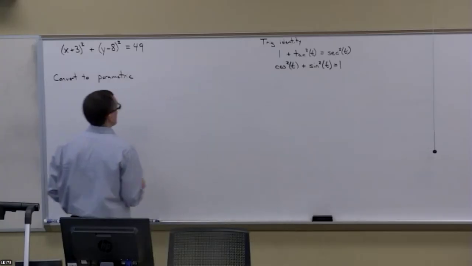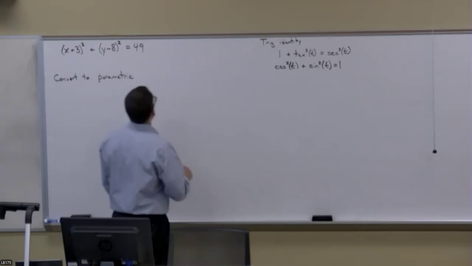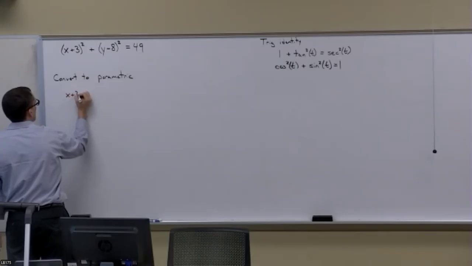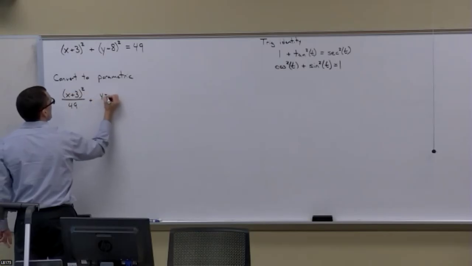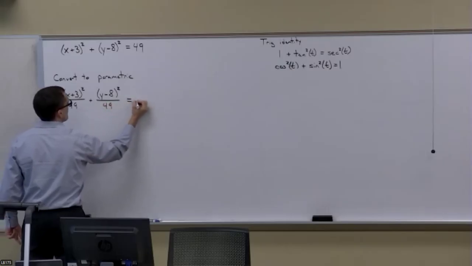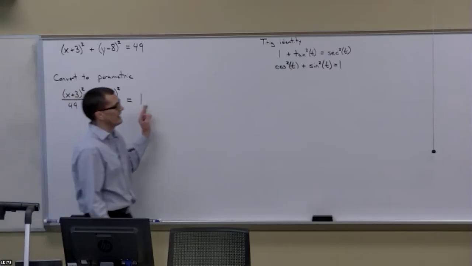In order to do that, I need the right-hand side to be equal to 1. So I'm going to have to divide both sides by 49 here. That would give me (x plus 3) squared over 49, plus (y minus 8) squared over 49, is equal to 1. So I just divided both sides by 49. When I divide the left-hand side by 49, those things get squared. So I needed 1 on the right-hand side.